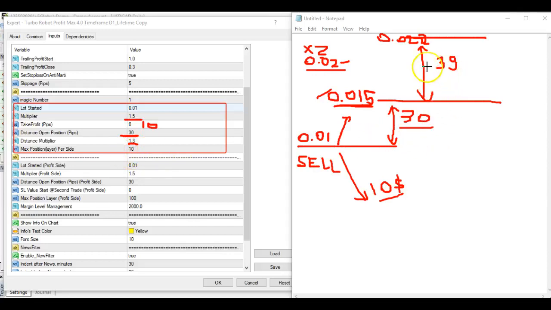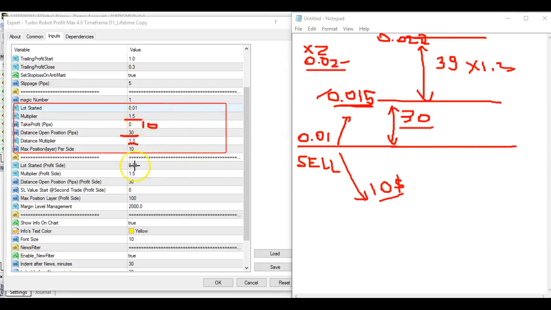So the moment you are still losing on this particular portion here, it continues. The distance will be multiplied by 1.3. You keep multiplying by 1.3, meaning 39 multiplied by 1.3, and that's the next distance you open the position. And the lot multiplier will also be multiplied by 1.5 as you have set. So this depends on your settings.